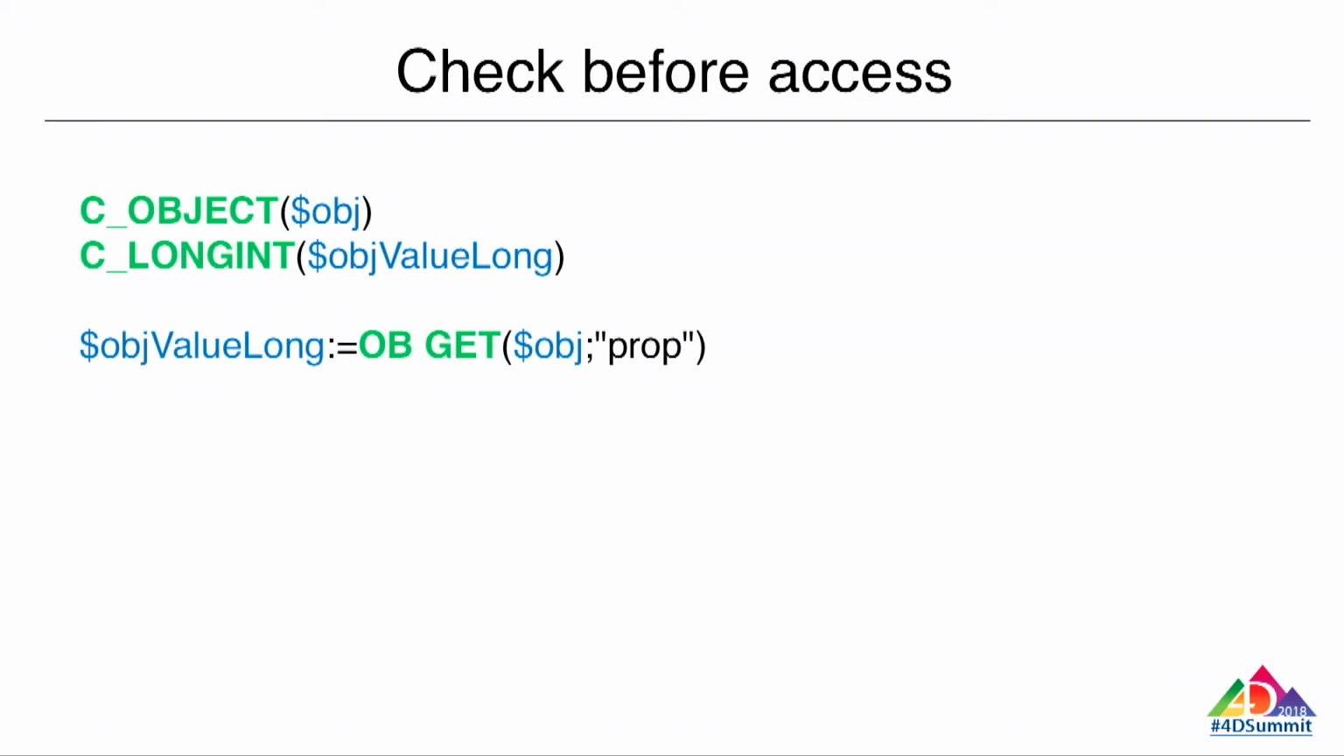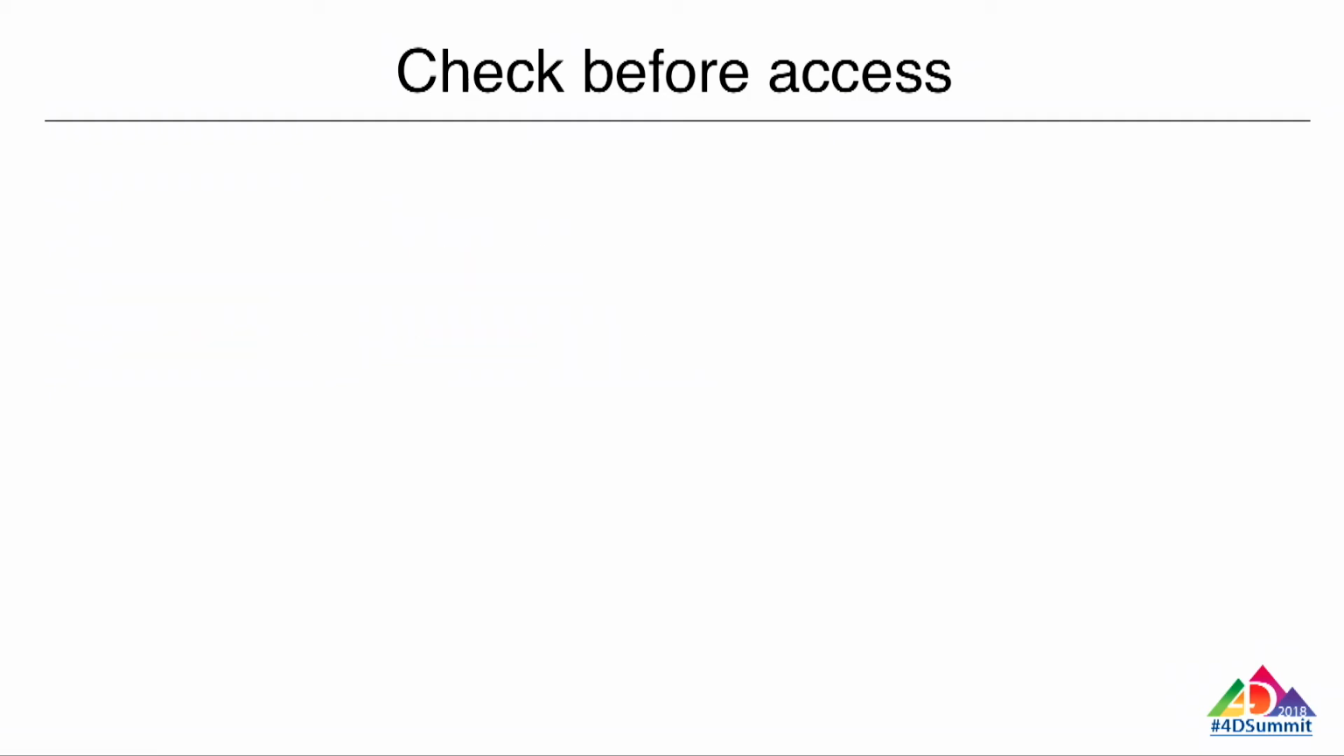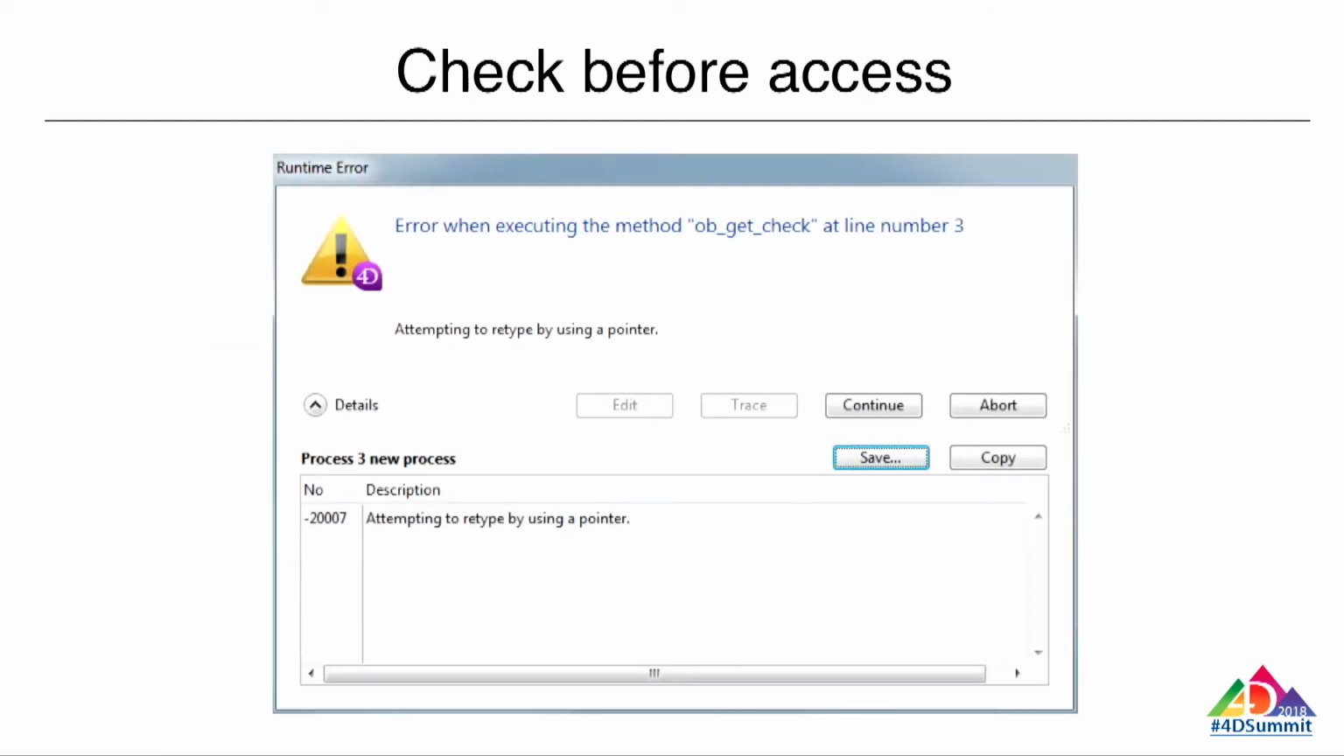Now I'd like to go over objects. The simple command that you can use in the beginning is obget. In this example, we are trying to access something that we assume to be a long int. Now if we assume this to be a long int, and let's say it was another type, we could get an error like this, attempting to retype by using a pointer.